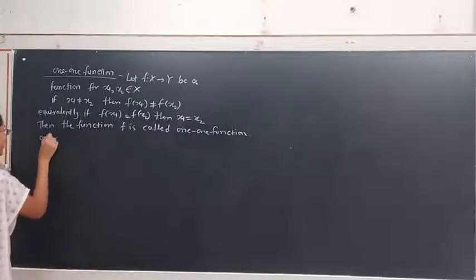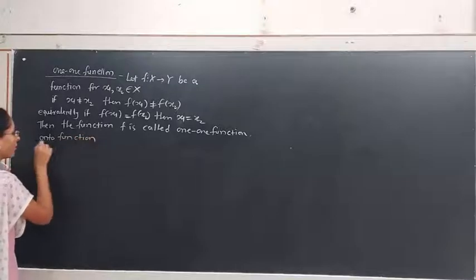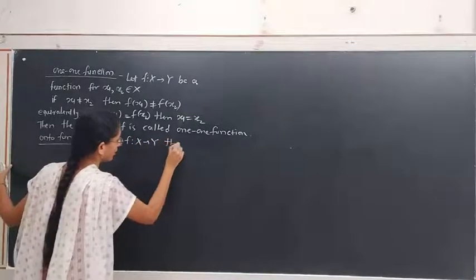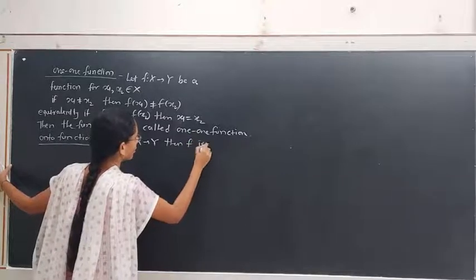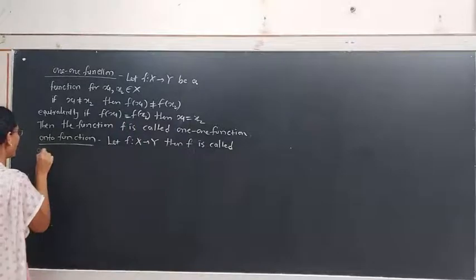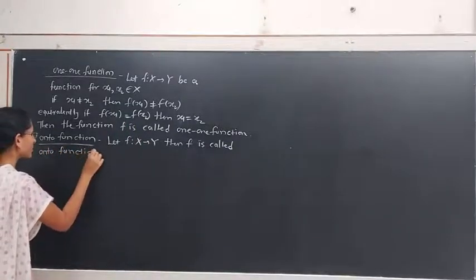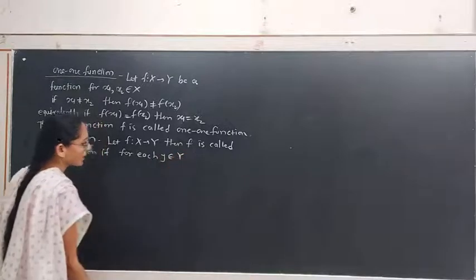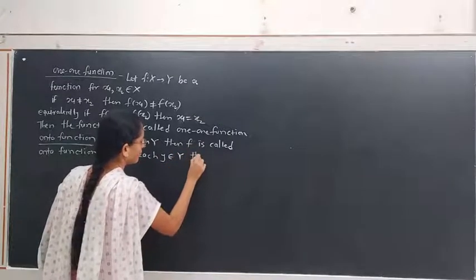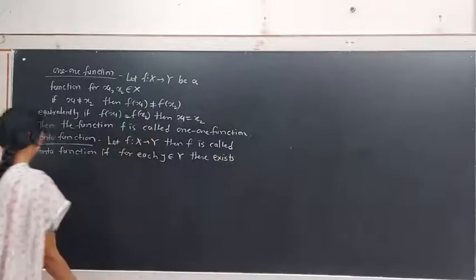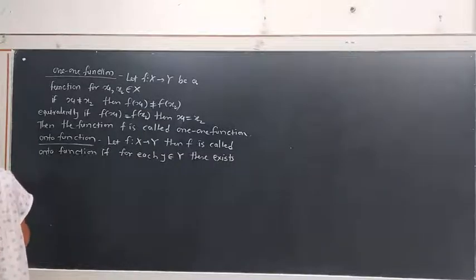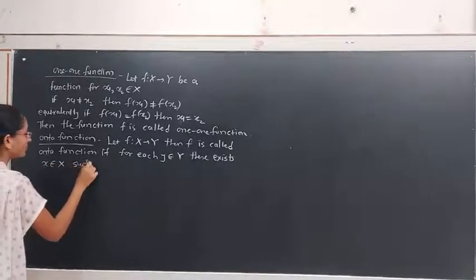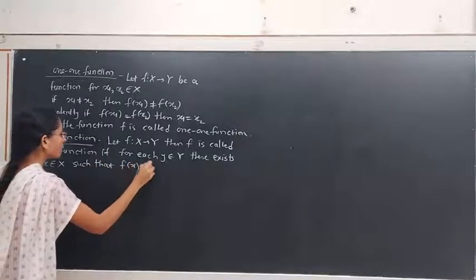Onto function. Let f be a function from X to Y. Then f is called onto function if for each y belongs to codomain, that is Y, there exists x belongs to X such that f of x is equal to y.